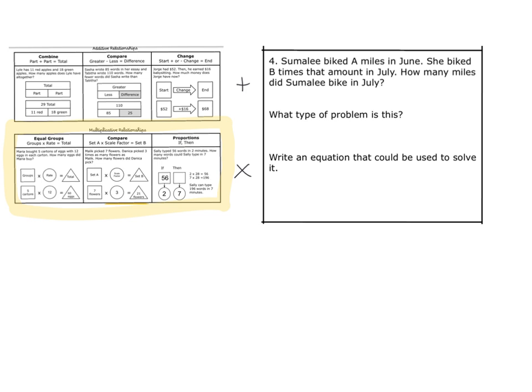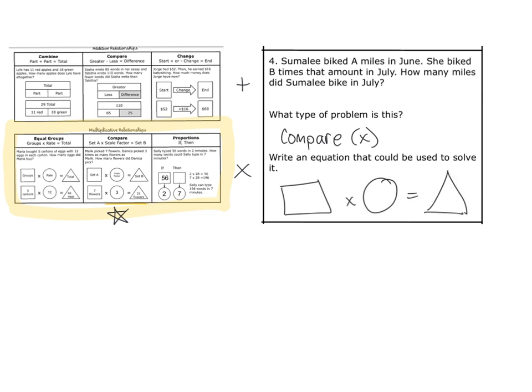In this particular problem, we're comparing June to July. So we're going to be using this problem type right here. Let me write down compare. And I'm going to write a multiplication symbol next to compare, because we could also compare using addition. But this is a multiplicative relationship. Okay, so when we're comparing two sets, we're going to have the first set multiplied by a scale factor, and that will equal the second set.